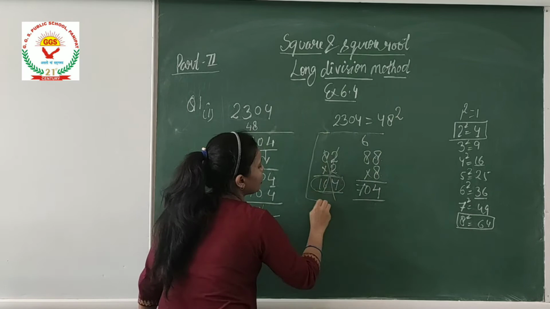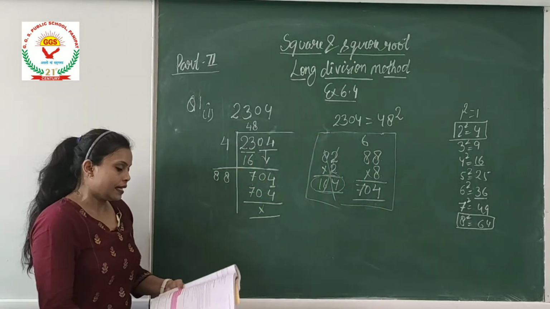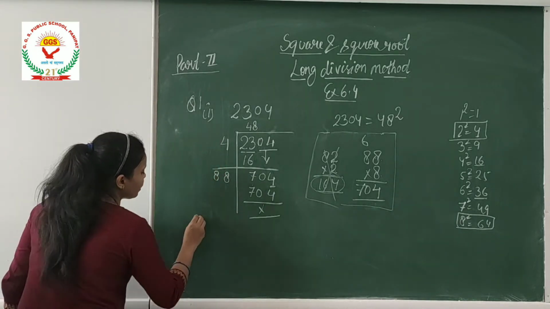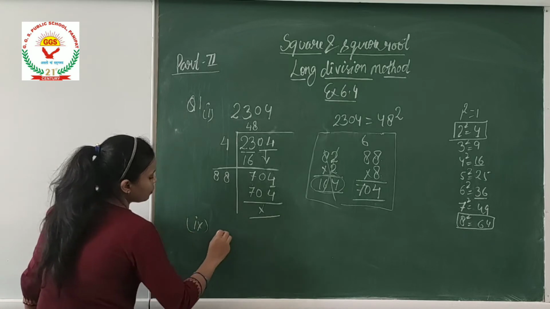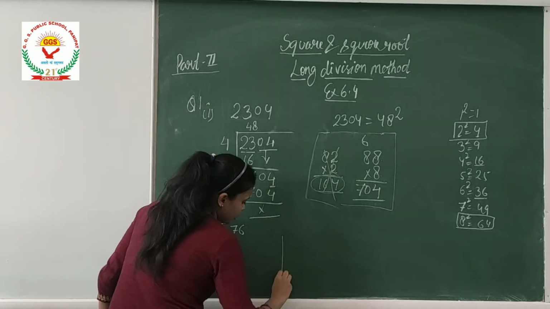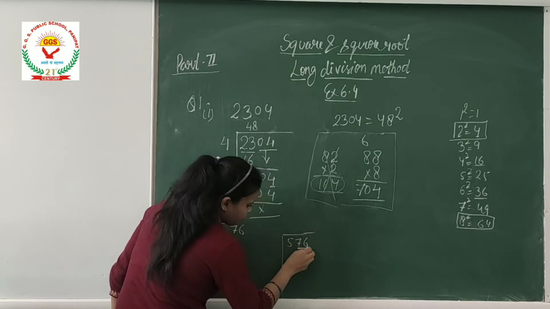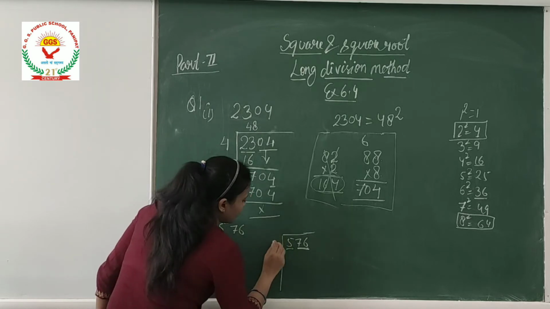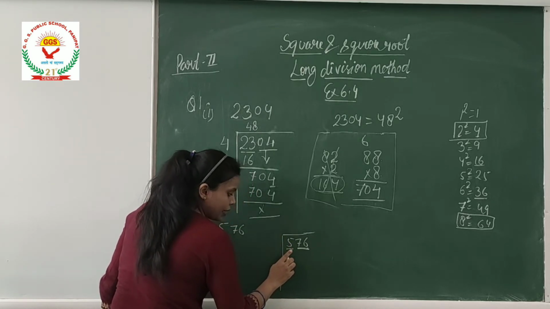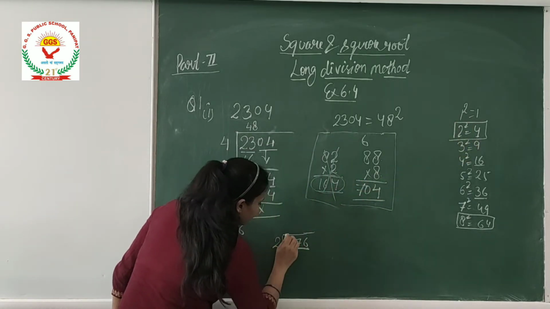This is your rough work, you will do it at the right corner of the page. Alright, let's do another question. I am doing the 9th part of this question, that is 576. Let's start doing it. We will make pairs. Now what we will do? We will take a number whose square is less than or equal to 5. So we have 2 here, 2 here.